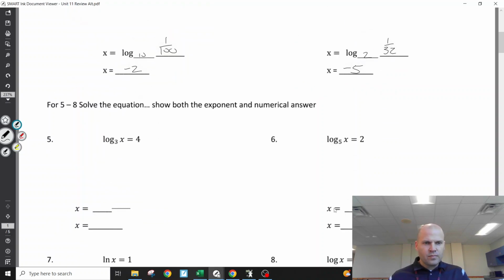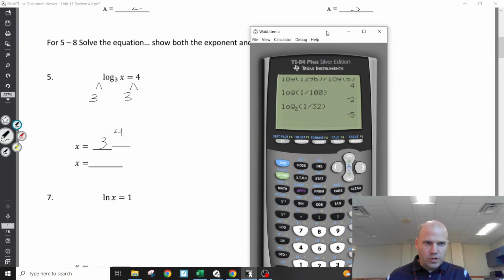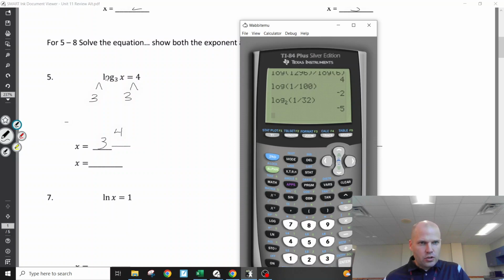Great. Now, to get rid of a log, we use an exponent. This is when we use the exponent button. But base 3, use a 3 to the 4th. 3 to the 4th. Not 4 cubed. 3 to the log base 3 goes away, leaves us with x. 3 to the 4th is 81.